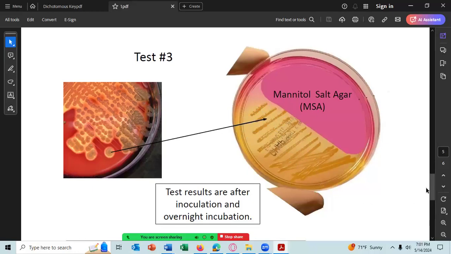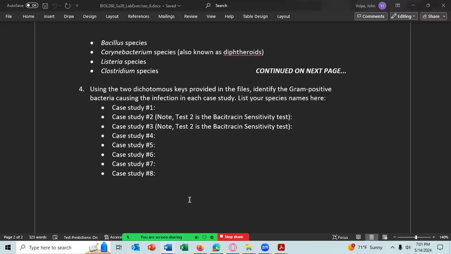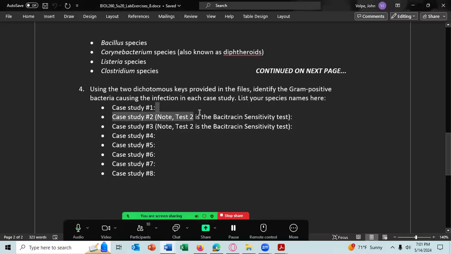And then identify the bacteria from these results and give me a species name. Put the species name in the case study 1 right here. Okay, any question about that?